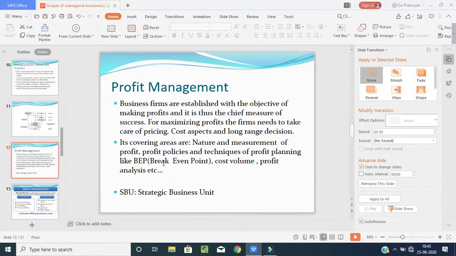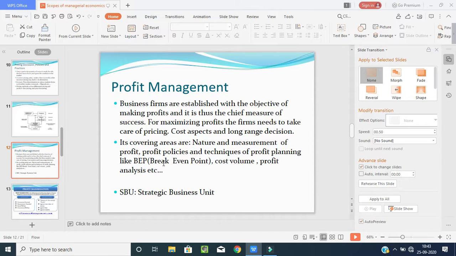Now we'll go to the next term, that is profit management. What do you mean by profit management? Business firms are established with the objective of making profits, and it is thus the chief measure of success. Now, for maximizing profits, the firm needs to take care of pricing. To bring more profits, the best price should be taken.